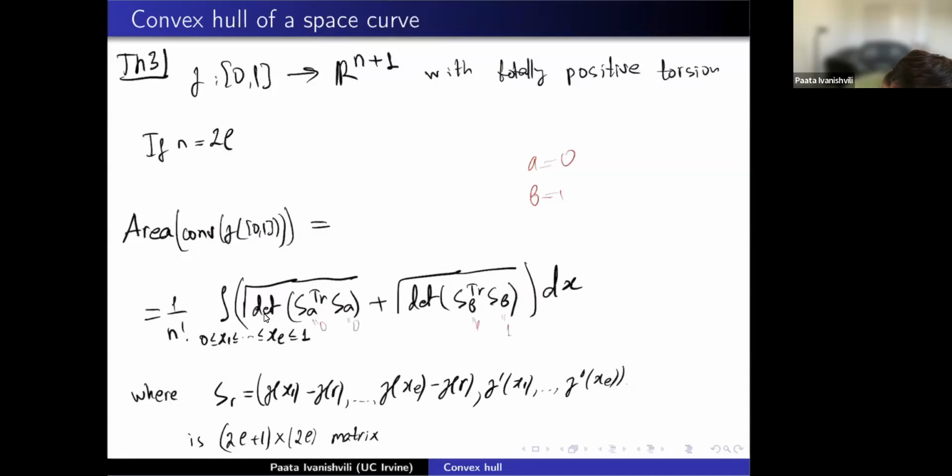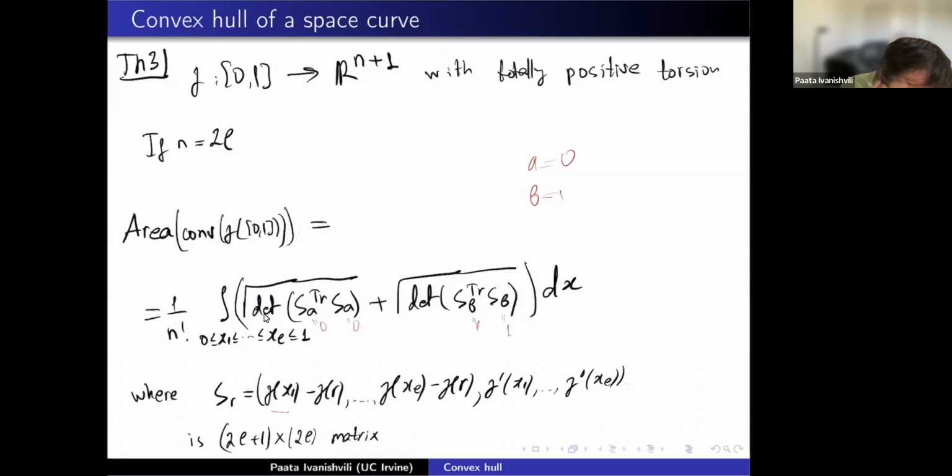And here is what this matrix S_r is. It's the same matrix I was writing in the volume, gamma(x_1) minus gamma(r). So for 0, it would be minus gamma(0), gamma(x_l) minus gamma(0), and then the gamma primes. There is no r there. So you take one such matrix with r equals 0, another with r equals 1, and you plug into this integral, and then you calculate this integral.